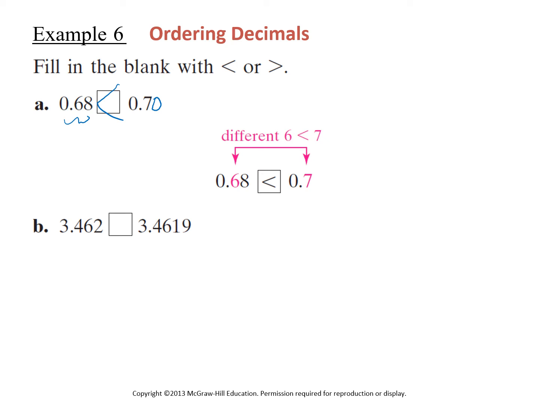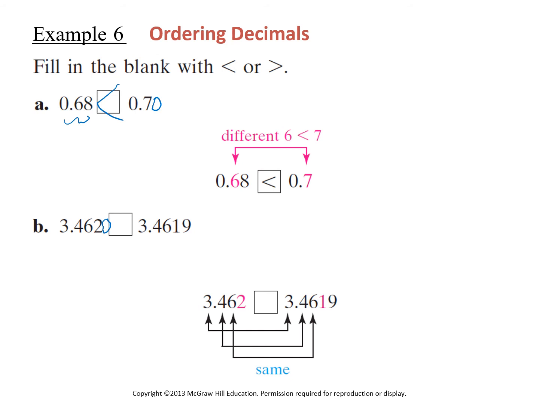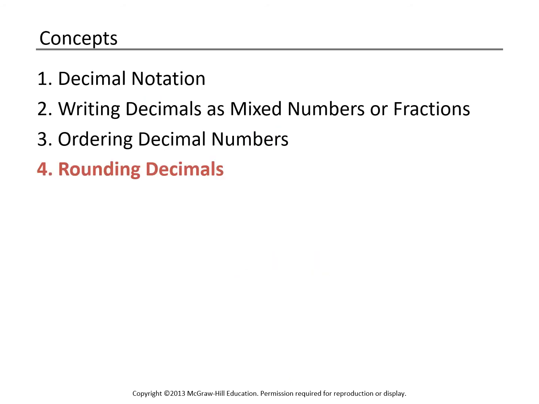So here I'm going to take my 3 and 462 thousandths and put a 0 on it. So I have 3 and 4,620 10,000ths, and I can compare that to 3 and 4,619 10,000ths. And so clearly we're going to have greater than.